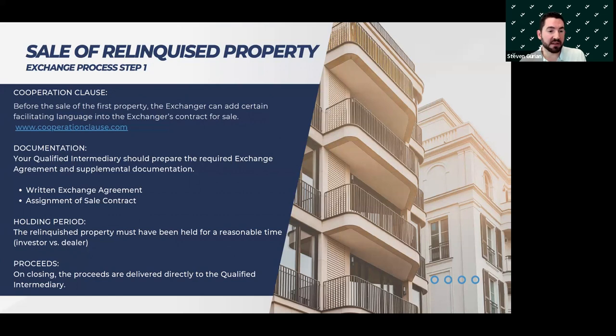You can mix and match them as many times as you like during that 45-day period. But as soon as midnight hits of day 45, you're stuck with whatever it is that you've identified. And then you have to close on at least one of those properties to complete your 1031 exchange. We could go to the next slide.